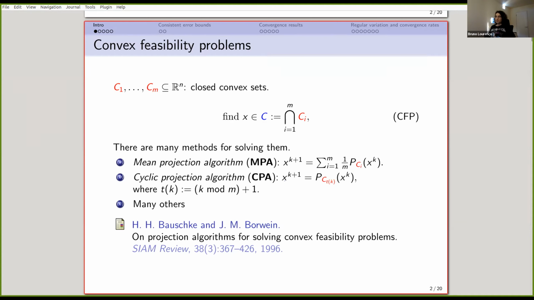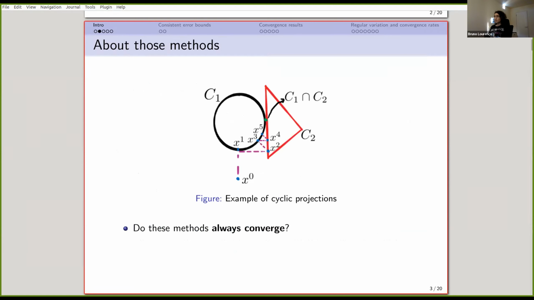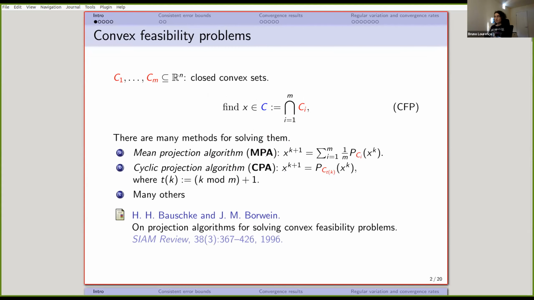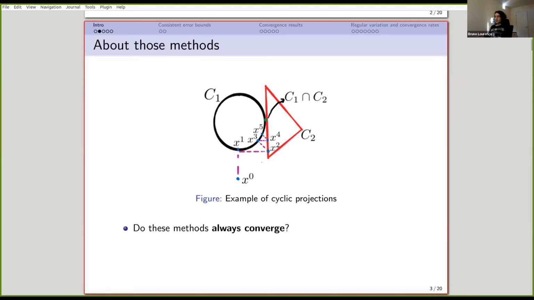So for example, you can see this very nice survey and learn many things about them. Here's an example of cyclic projection. I have the impression that everybody in this audience knows about this, but no matter if you're using cyclic projection or mean projection or something fancier, there are, I guess, two questions that are very basic that we should ask about them. So first is, do these methods always converge? And it turns out, if your method is not doing too many strange things, you are ensured to converge because of convexity. So that is more or less what happens in general.